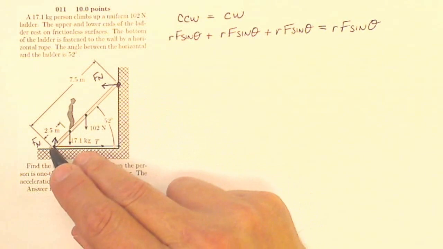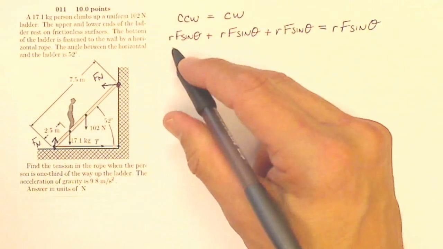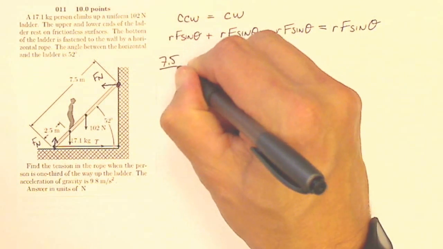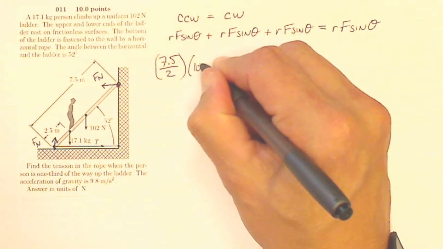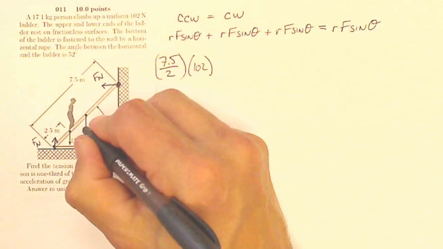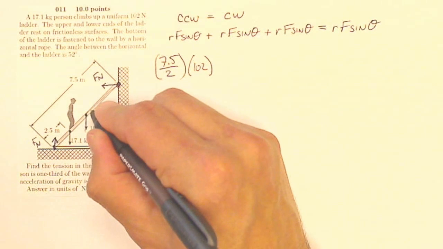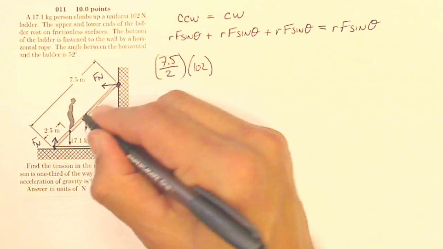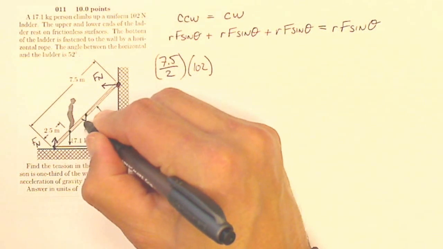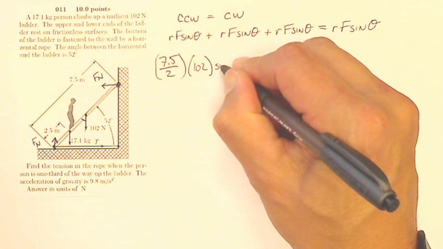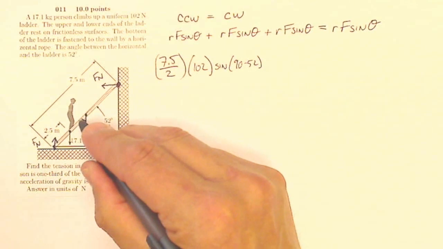The ladder: the radius of the ladder is going to be the distance from here to the pivot, which is half of the length of the ladder. So that r is going to be, for me, 7.5 over 2. The force there is 102 newtons. And the theta there is going to be this angle between the radius and the force. I could pick this big angle, but I'm going to pick this smaller angle because that's going to be easier to do. Now, if this is 52, that means this is 52. This is going to be 90 minus 52. So that's going to be the sine of 90 minus 52.